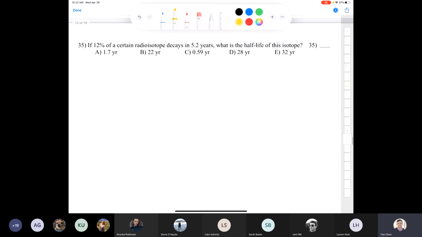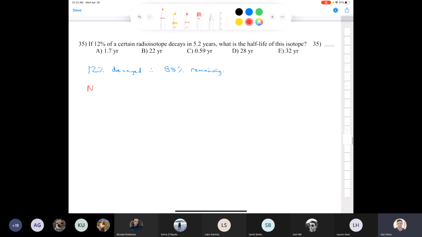Okay, here we go. Number 35. If 12% of a certain radioisotope decays in 5.2 years, what's the half-life of this isotope? Now we know that isotopes undergo radioactive decay, which is a first order process. It follows first order kinetics, I should say. And so if we have 12% decayed, that means that I'm going to have 88% remaining after those 5.2 years.